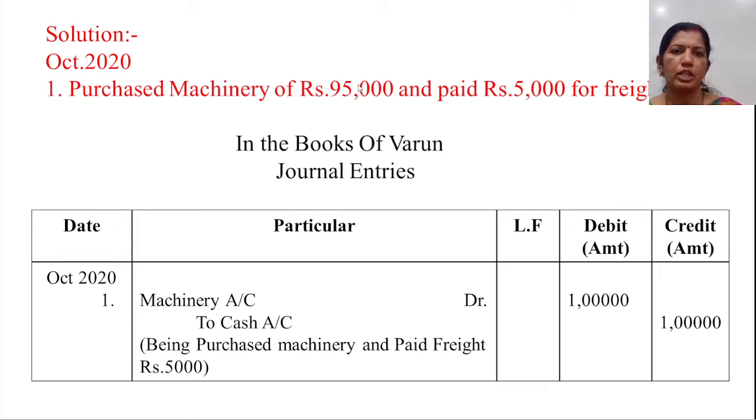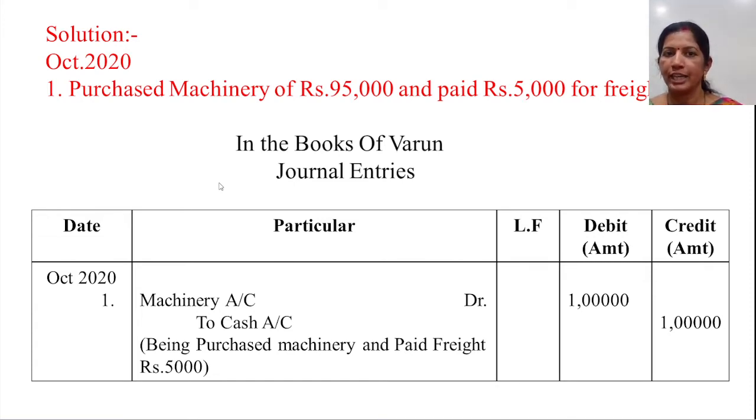See, we purchased machinery of rupees 95,000 and paid rupees 5,000 for freight. Now, in this transaction, freight is a capital expenditure. When we purchase any asset, whatever expenses at the time of purchase, for example, freight, installation charges, carriage, transportation charges, should be added to that machinery account. Listen carefully. Whatever expenses paid at the time of purchase of any asset should be added to that asset account.